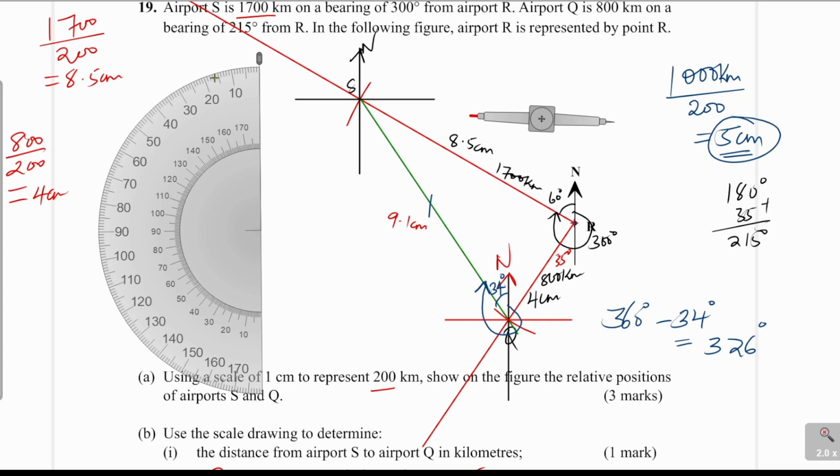From R to where we've made that arc, that distance is exactly 1000 kilometers. So if we join this point using a straight line, that is exactly this point of intersection there. So this is exactly 1000 kilometers, which is equivalent to 5 centimeters. So this is where the aircraft was. This is the point around here.